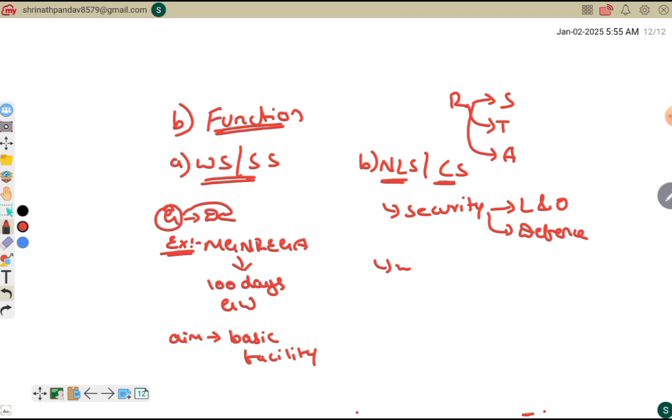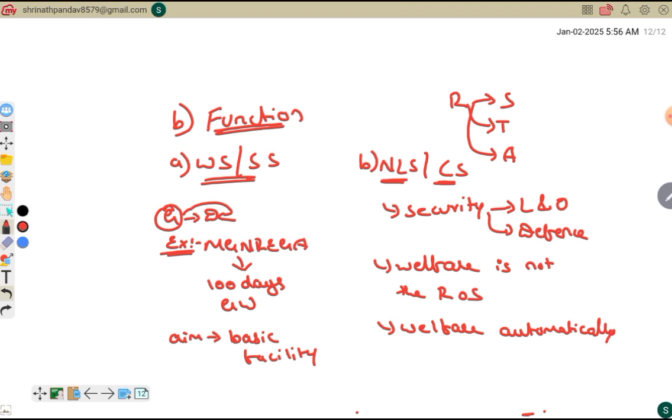The welfare is not the responsibility of the state. The welfare should be taken care of automatically. The capitalistic state example is the USA and the welfare state example is the Soviet Union, or what we can today say is Russia. These are the classifications of states based on religion and based on function.